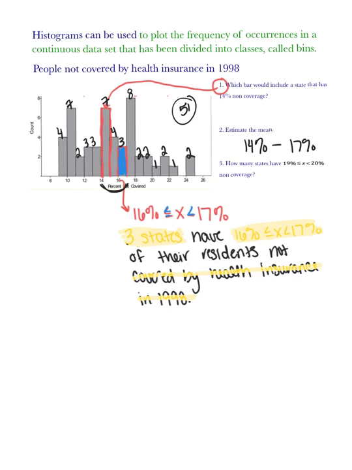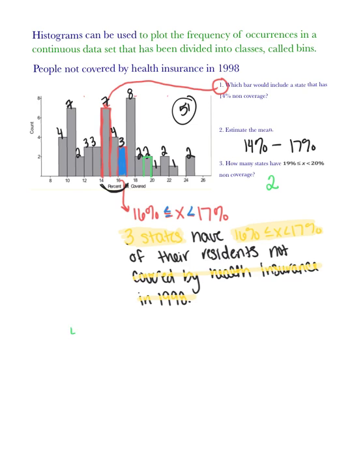Number 3 says, how many states have 19 to 20% not covered? How many states? So if I'm looking at this 19 to 20%, I'm looking at this bin right here, looks like 2.